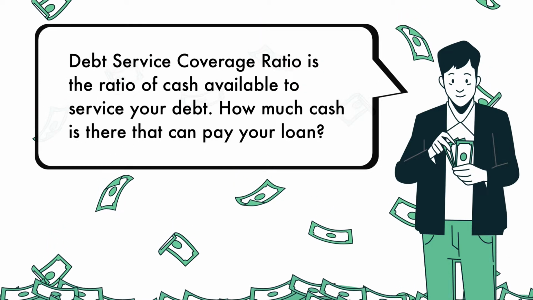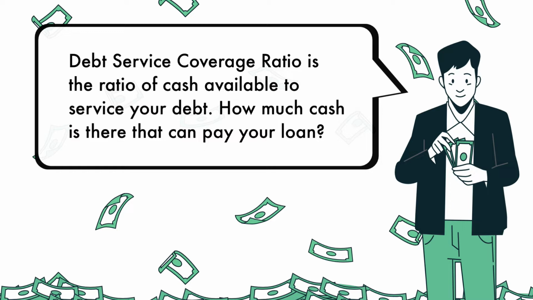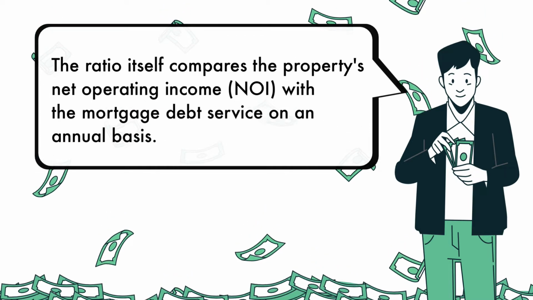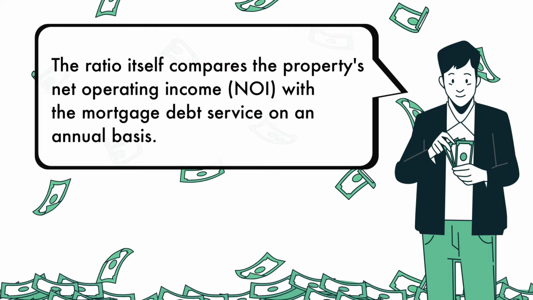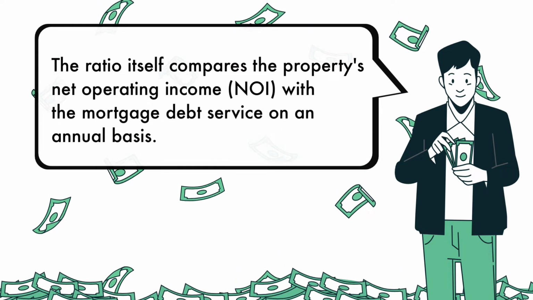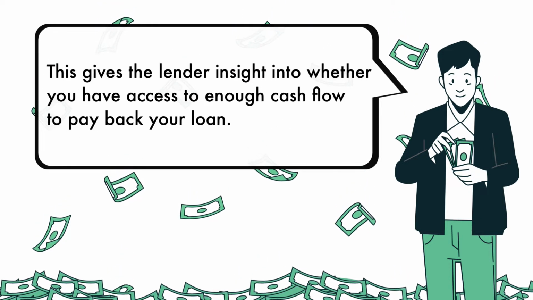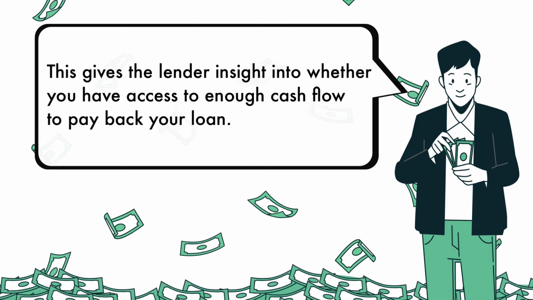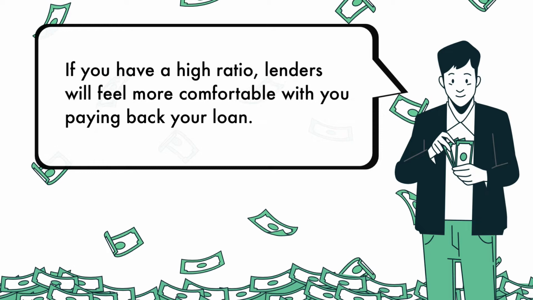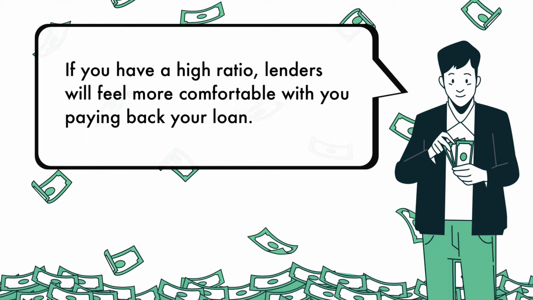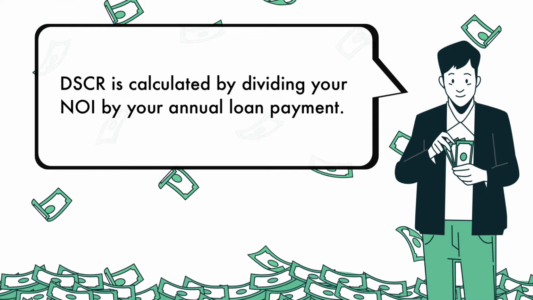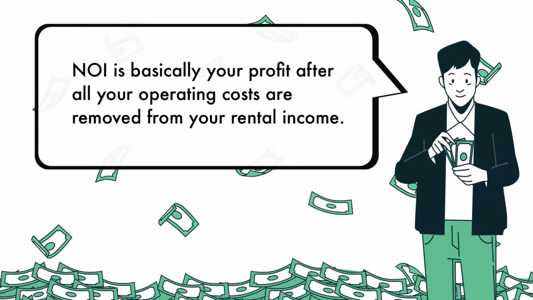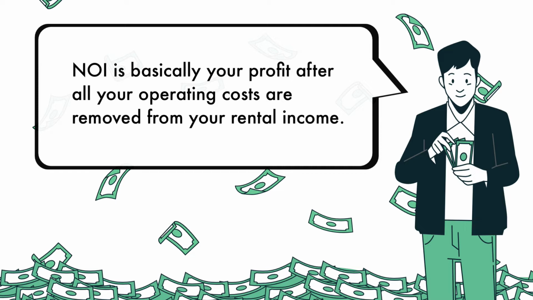Debt service coverage ratio is the ratio of cash available to service your debts. How much cash is there that can pay your loan? The ratio itself compares the property's net operating income (NOI) with the mortgage debt service on an annual basis. This gives the lender insight into whether you have access to enough cash flow to pay back your loan. If you have a high ratio, lenders will feel more comfortable with you paying back your loan. DSCR is calculated by dividing your NOI by your annual loan payment. NOI is basically your profit after all your operating costs are removed from your rental income.